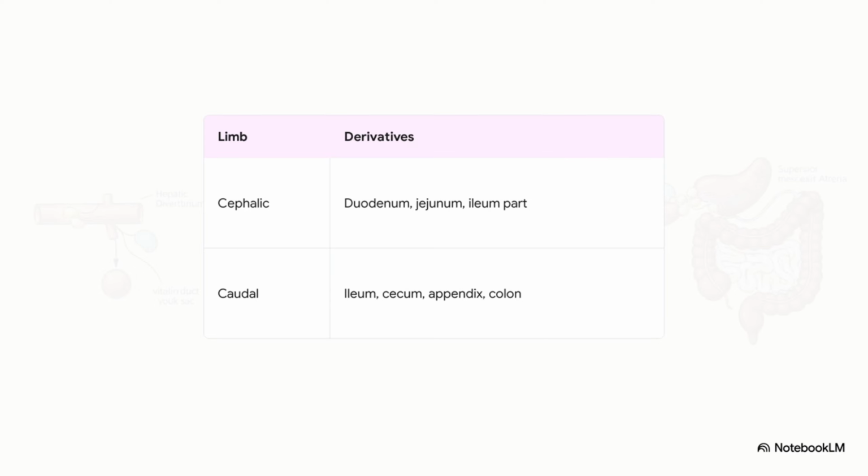The vitelline duct divides our U-shaped loop into a cephalic limb and a caudal limb. The cephalic limb, which is cranial, develops into the distal part of the duodenum, the entire jejunum, and part of the ileum. The caudal limb, on the other hand, forms the lower portion of the ileum, the cecum, the appendix, the ascending colon, and the proximal 2/3 of the transverse colon. You absolutely have to know these origins cold.